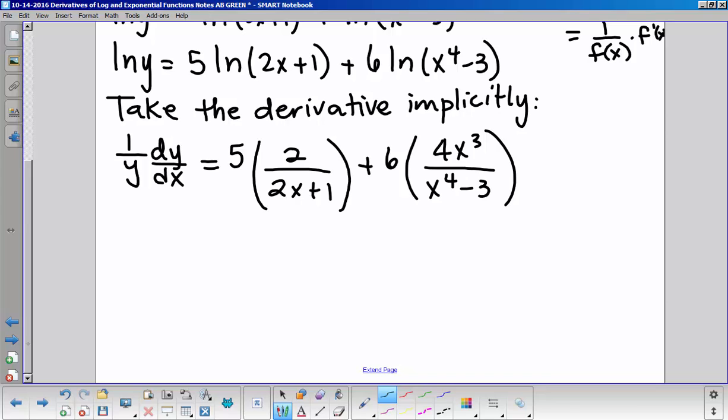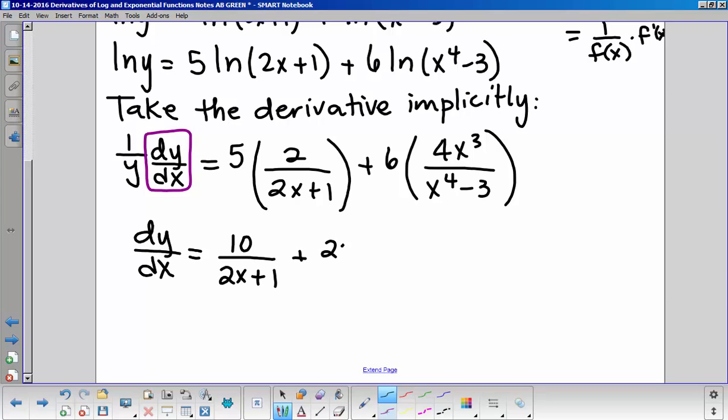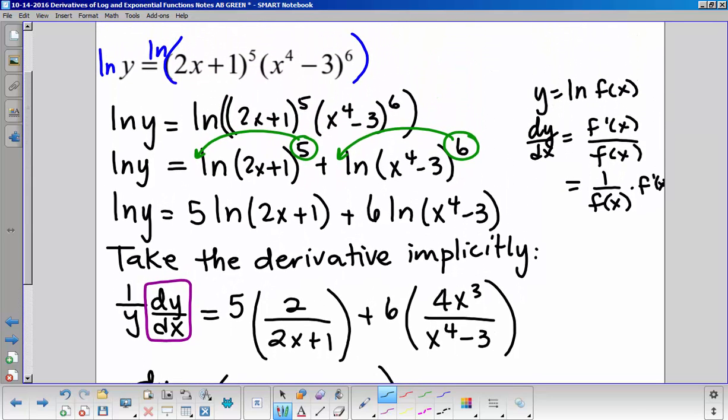But I'm solving for dy/dx. I want this all by itself, but there's something standing with it. Multiply by y. I'm going to multiply both sides by y, so I get dy/dx equals, and I'm going to say this is 10 on top over 2x plus 1 plus 24x cubed over x to the 4th minus 3, times y. But what is y? Oh, it's this thing up here.